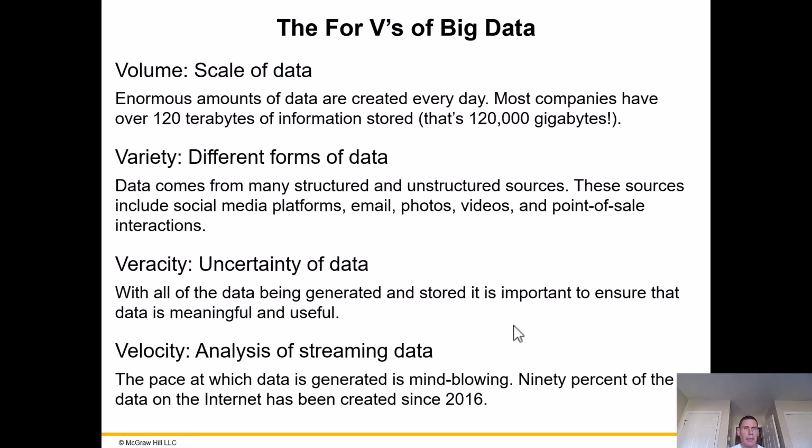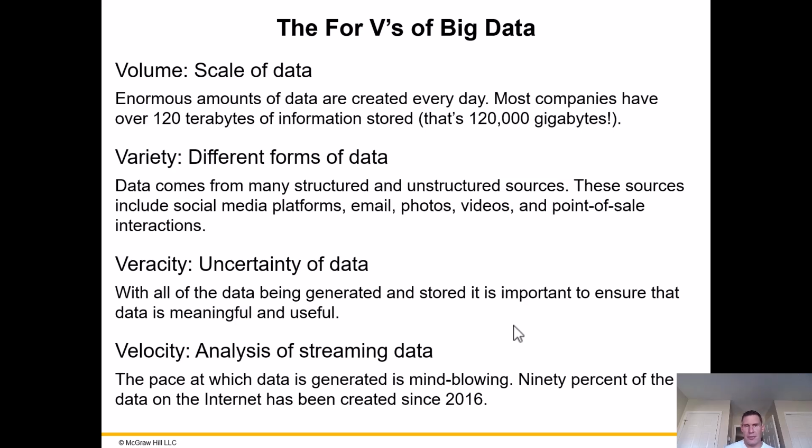So the first is volume. Think about the scale of the data. Enormous amounts of data are created every day, as I'm sure you're aware. Most companies have over 120 terabytes of information stored, which is just an incomprehensible, astronomical amount.